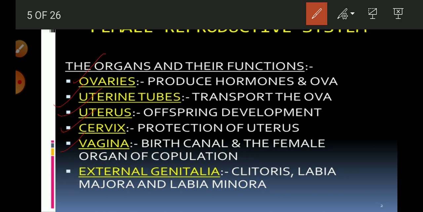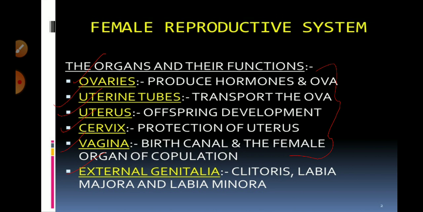And then the vagina, that is also called the birth canal, and the female organ for copulation, or like the entrance of the sperm. Then external genitalia, there are some external genitalia portions, clitoris, labia majora and labia minora, but here we will talk about the internal organs of that reproductive system.